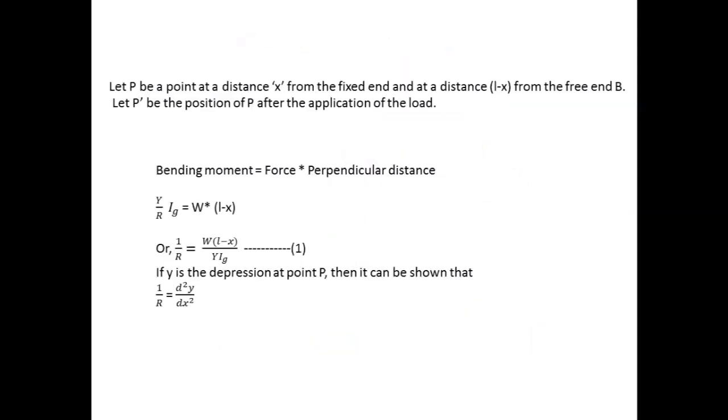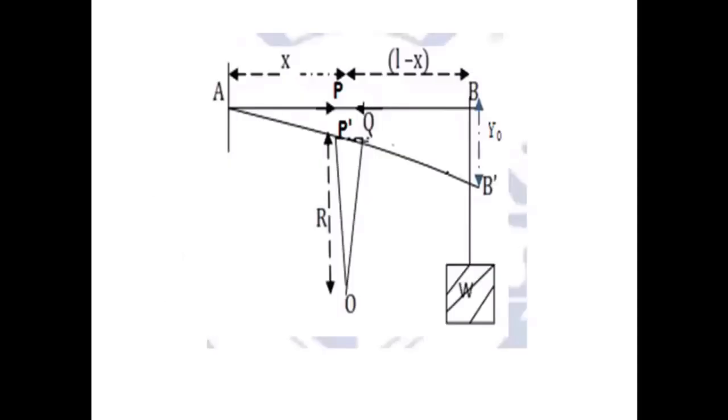Let P be a point at a distance x from the fixed end and at a distance L minus x from the free end B. Let us choose a point P arbitrarily, marked anywhere on the beam, such that if the length of the entire beam is L, the point P is at a distance x from the fixed end A and at a distance L minus x from the free end B.